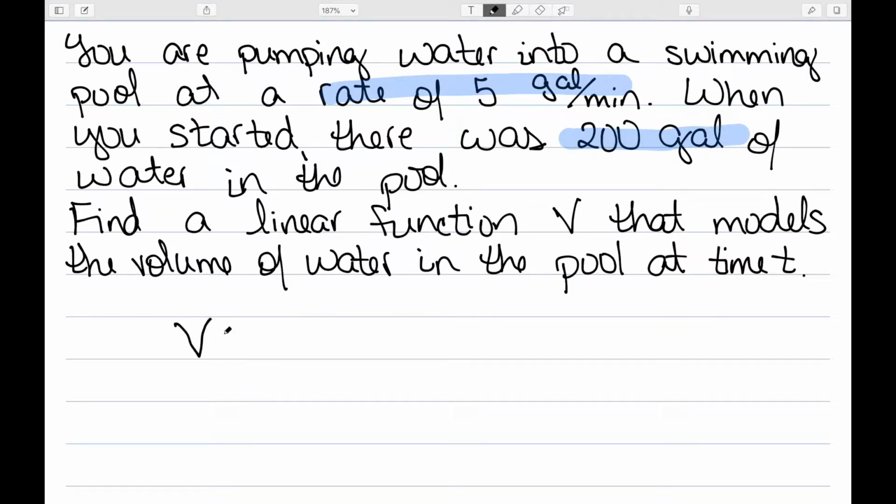So we know we want our function to be called v, and we're modeling it with time t, so v of t. And this rate here, 5 gallons per minute, this is just another word for slope. So I can write this as 5t. And then the 200 gallons is like my starting point, or my y-intercept, so plus 200. So every time I'm given a rate, that just means slope, and a starting value is my y-intercept. So I was able to get this equation here.